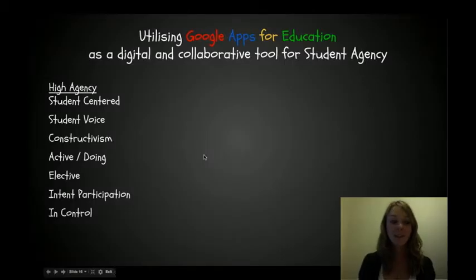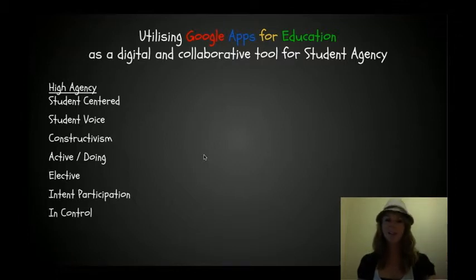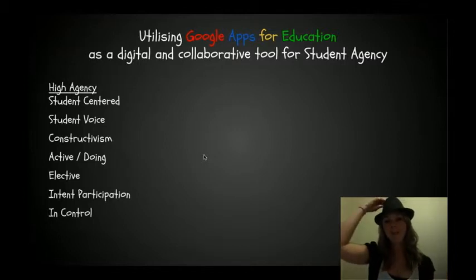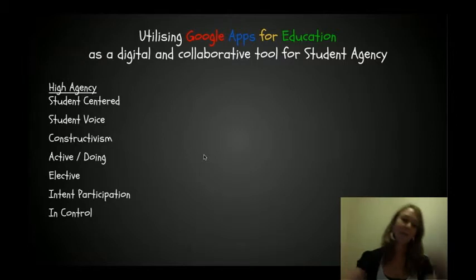So here are those hats again. How can I make sure that I'm getting some high agency happening in my classroom and that my tools are still digital and collaborative? How do they work for student agency? So if we want high agency in a classroom, we're looking at having the classroom working so that it's student-centred, so that there's strong student voice.